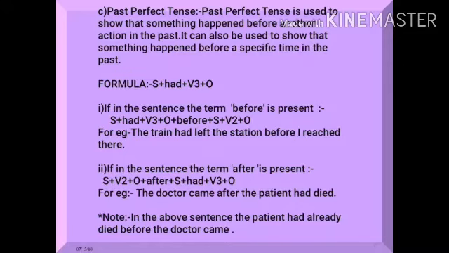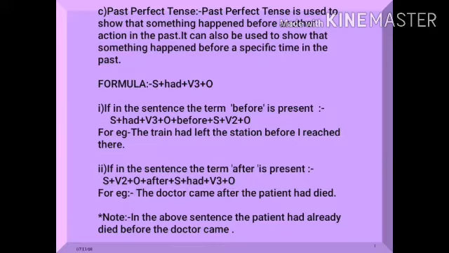Now the second formula, you can see, students, if in the sentence the term after is present, then we will apply this formula. Only in case of after being present in the sentence, then we will apply this formula. So the formula is subject plus V2 plus object plus after plus second subject plus had plus V3 plus object. So you see the example I have written.